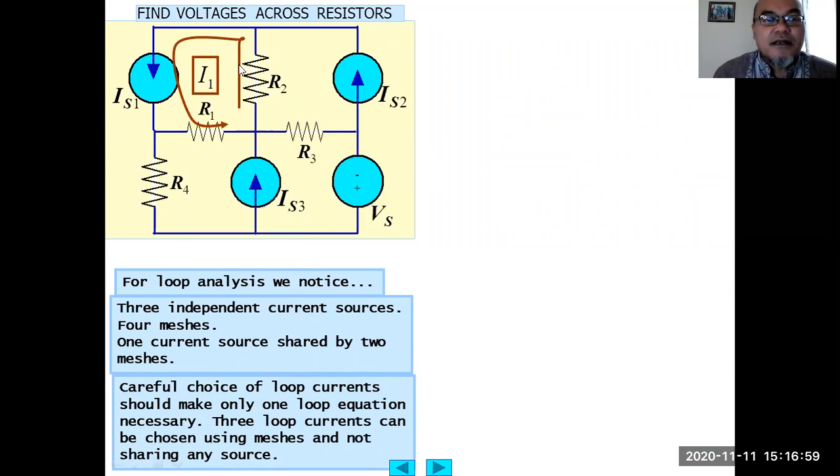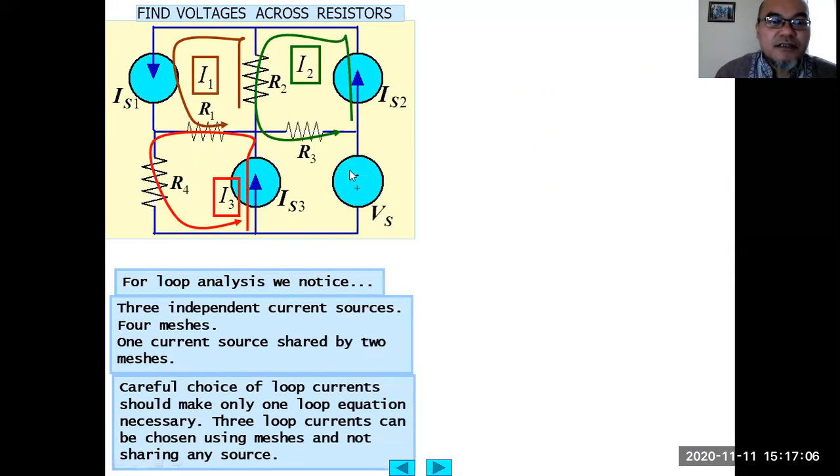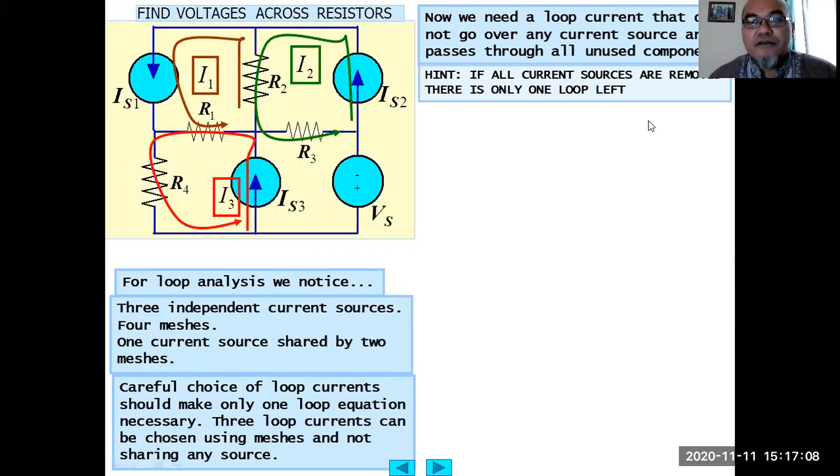So first, we choose this one. Then the other one here, the IS2. And then we choose this third one. And now we need a loop current that does not go over any current source and passes through all the unused components.